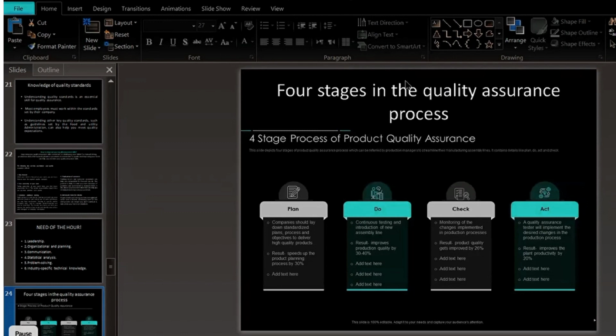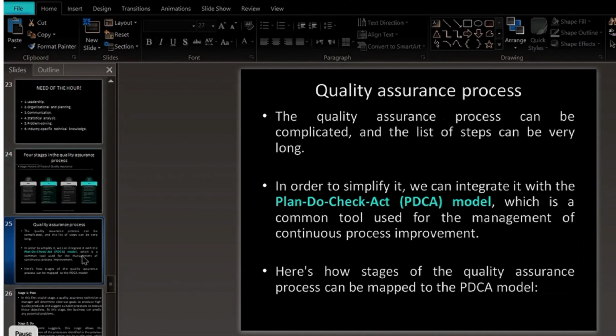So when I really like this 4 stages in quality assurance process, and why I do like it, it's actually the quality assurance process, the 4 stages. It starts off with plan, do, check, act. So this is the PDCA technique of quality assurance, which is very, very important. And it's actually how you start with the planning, then doing, checking, and acting. So this is a beautiful, beautiful way.